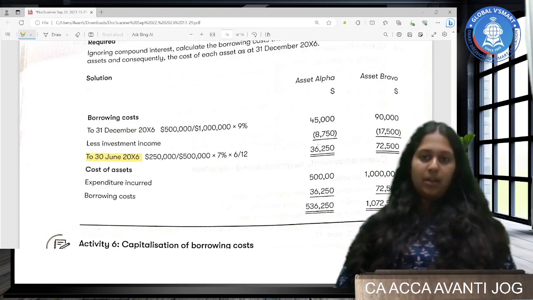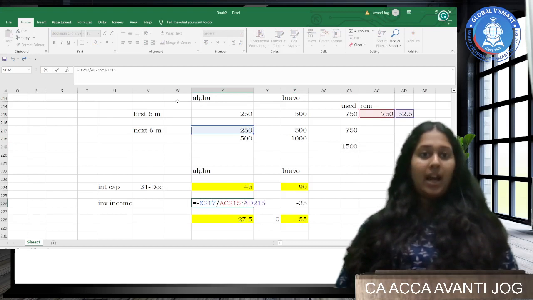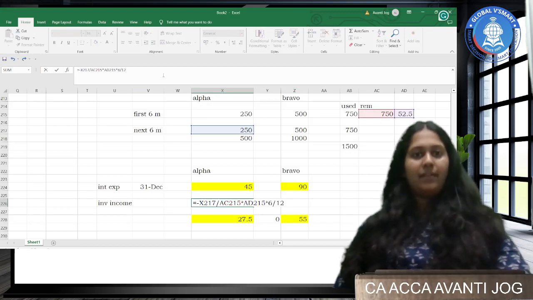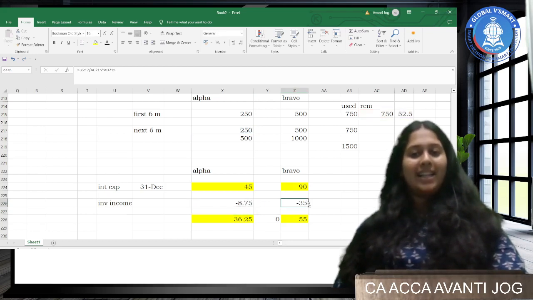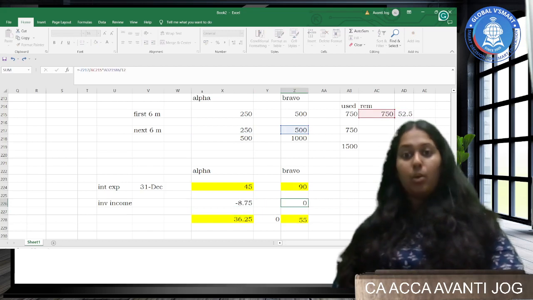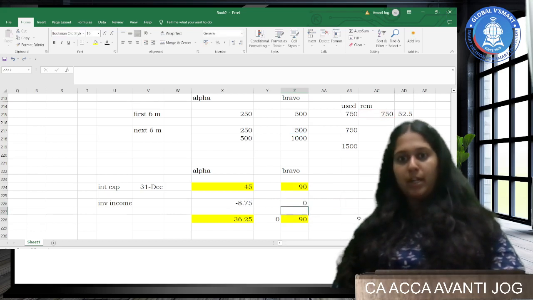8750, wait a second. Now we've had different amounts for 17.5. Haan, humne 6 months ka factor nahi liya hai. Pehle sirf 6 months ke liye invest hua hai na, ye pure saal ke liye nahi invest hua hai. So we have to be careful of that as well. The funds were idle only for 6 months. So I'm just simply going to do it into 6 by 12.